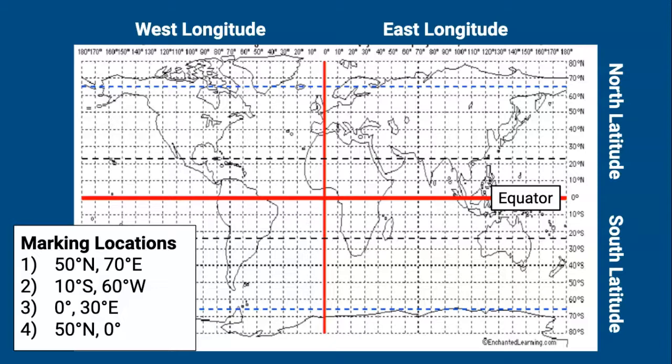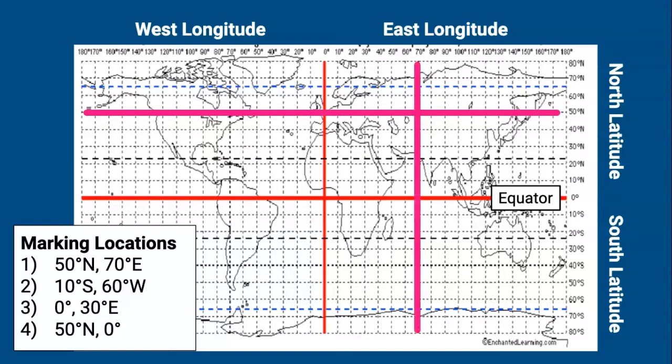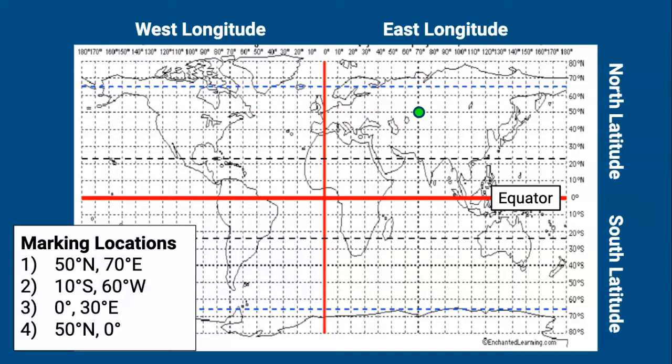If you're having trouble, imagine an imaginary line going 50 degrees north and another line on 70 degrees east. Where those two lines intersect is where that dot should be. Number 2 is 10 degrees south by 60 degrees west. Again, imagine an imaginary line going left to right at 10 degrees south and another one at 60 degrees west. Where those two lines meet is your second location.